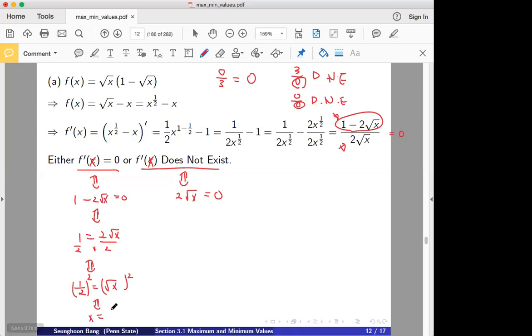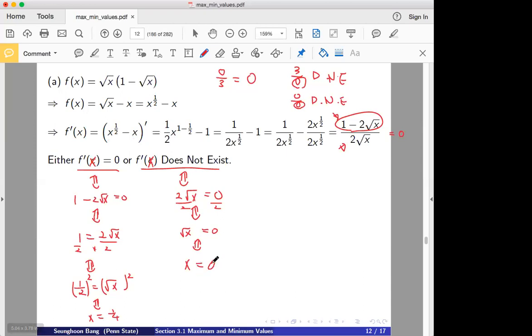X equals 1 over 4 with one number. Here, the derivative divided by 2 root x equals 0. What is x? The square root of x equals 0. What is x?